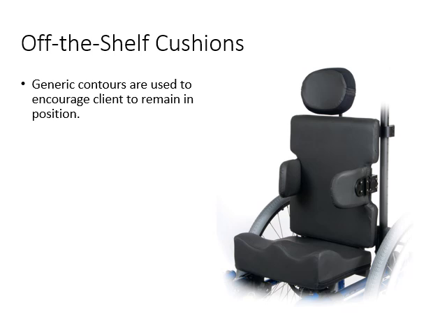We talked about off-the-shelf cushions. Those are just generic cushions that you can buy from a store or from a catalog. They're not conformed specifically to the person's contours or shape, but generally they help the patient to remain in a certain position.